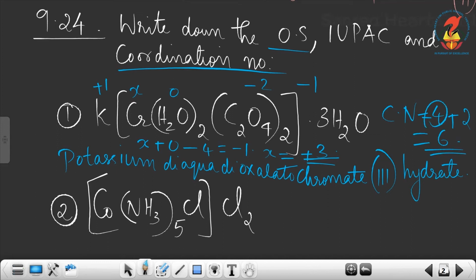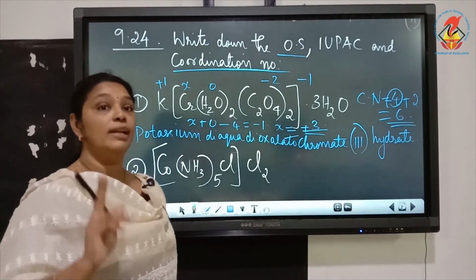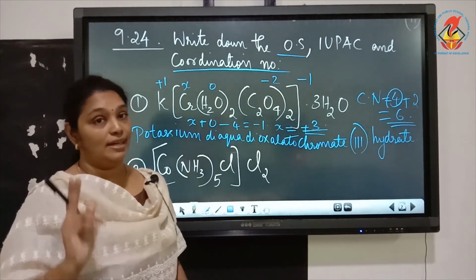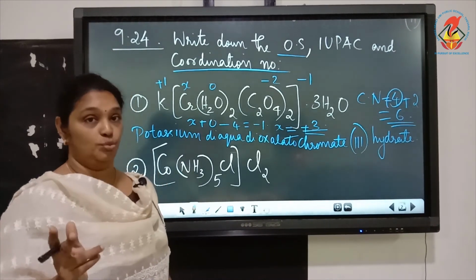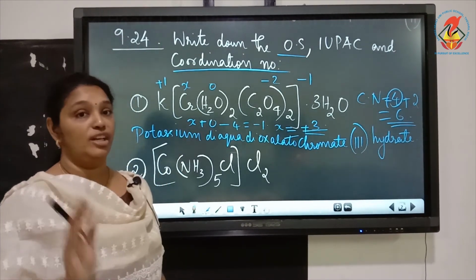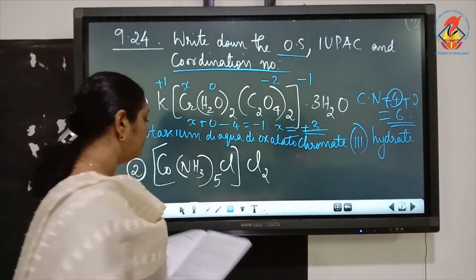From where did this 4 come? 4 is from oxalate ion. Though we have only 2 oxalate ion, 2 into 2 because it's a didentate ligand. So 2 into 2 plus 2. That is from H2O we get coordination number as equal to 6.